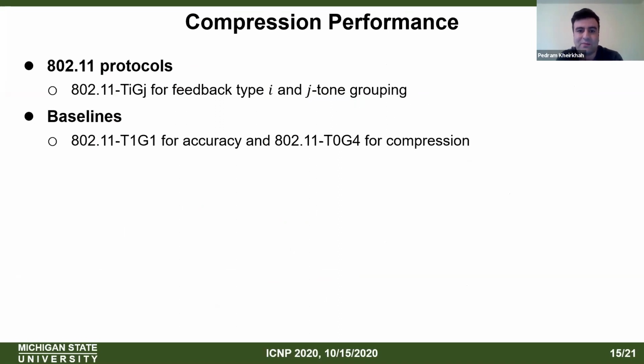For the compression performance, we compared LB-SciFi with the existing settings in the standard. Those settings can be named T, I, G, J for feedback type I and tone grouping J. There are two types of feedback in the standard, type 0 and type 1: type 0 for low-resolution feedback, type 1 for high-resolution feedback. And there are three options for subcarrier grouping, 1, 2, and 4, to have a couple of subcarriers as one group. So for the baseline for accuracy, we have T1, G1 because it has the highest accuracy and the largest overhead. And for the compression, we have T0, G4 because it has low resolution and the highest subcarrier grouping. So it entails the lowest accuracy, but at the same time the lowest overhead.